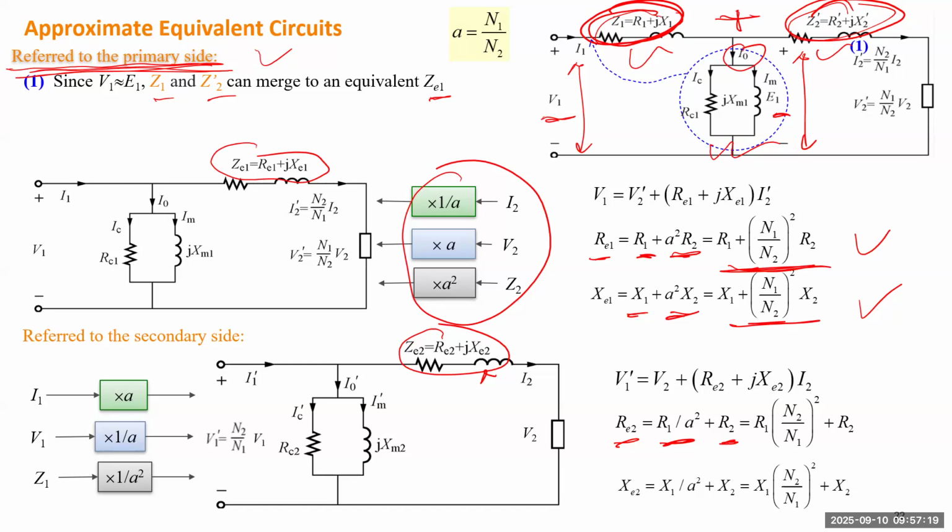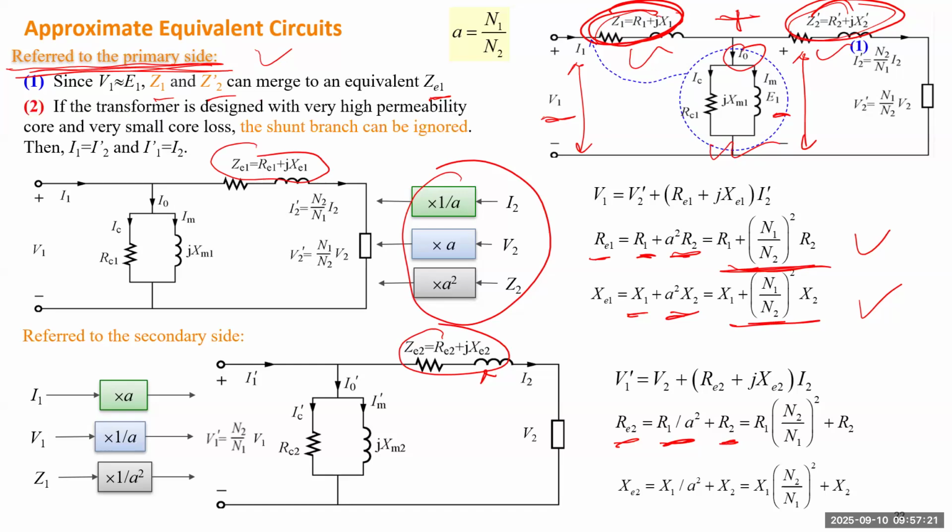We simplified the topology. Step number 2: if the transformer is designed with a very high permeability core and a very small core loss, which means let's just assume the transformer is designed well enough, we can simply get rid of that shunt branch. Okay. So by doing those two steps, we generate just a single impedance to model the transformer.